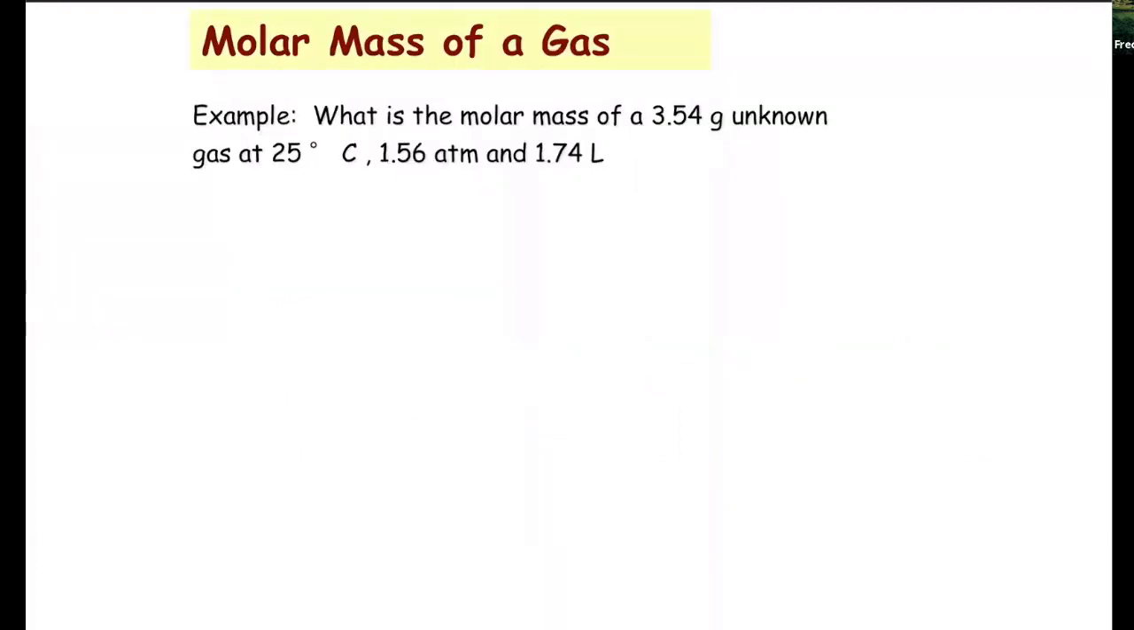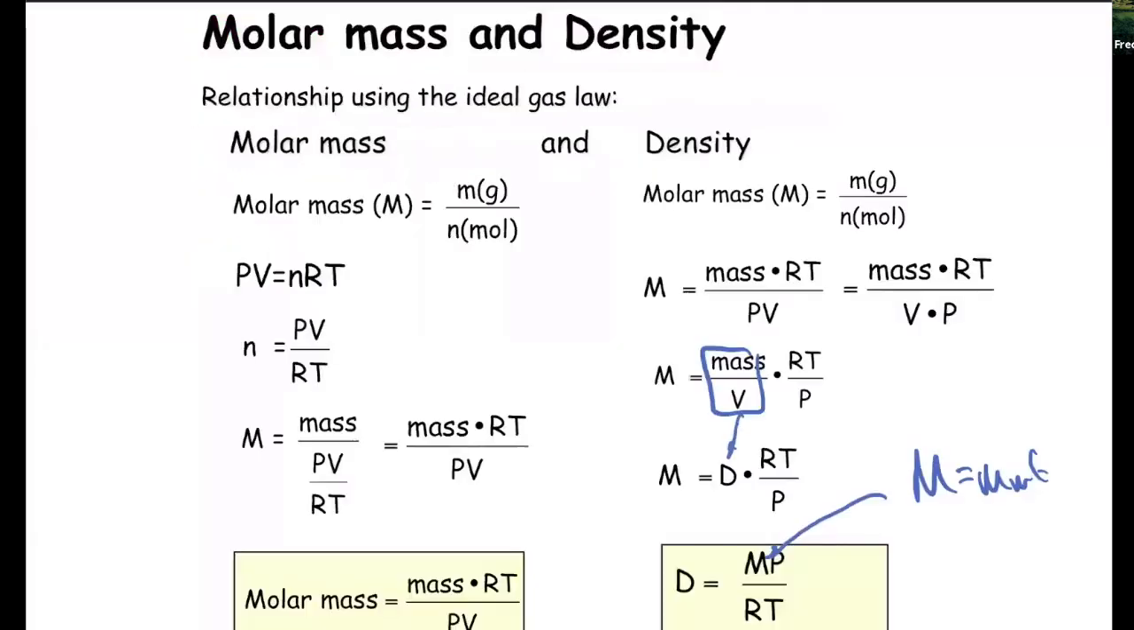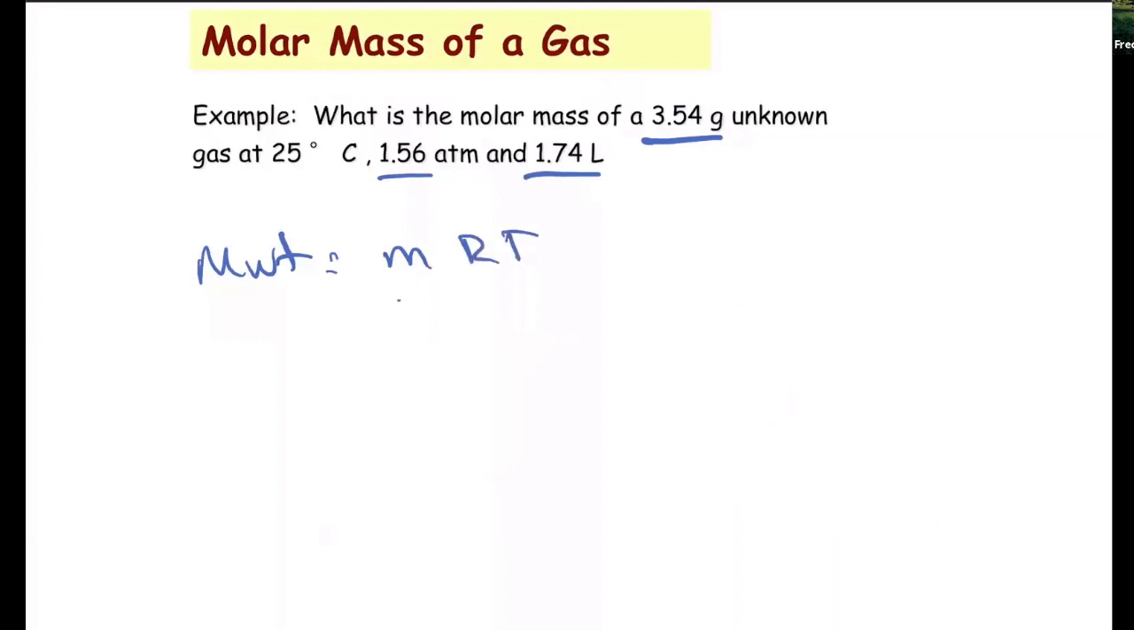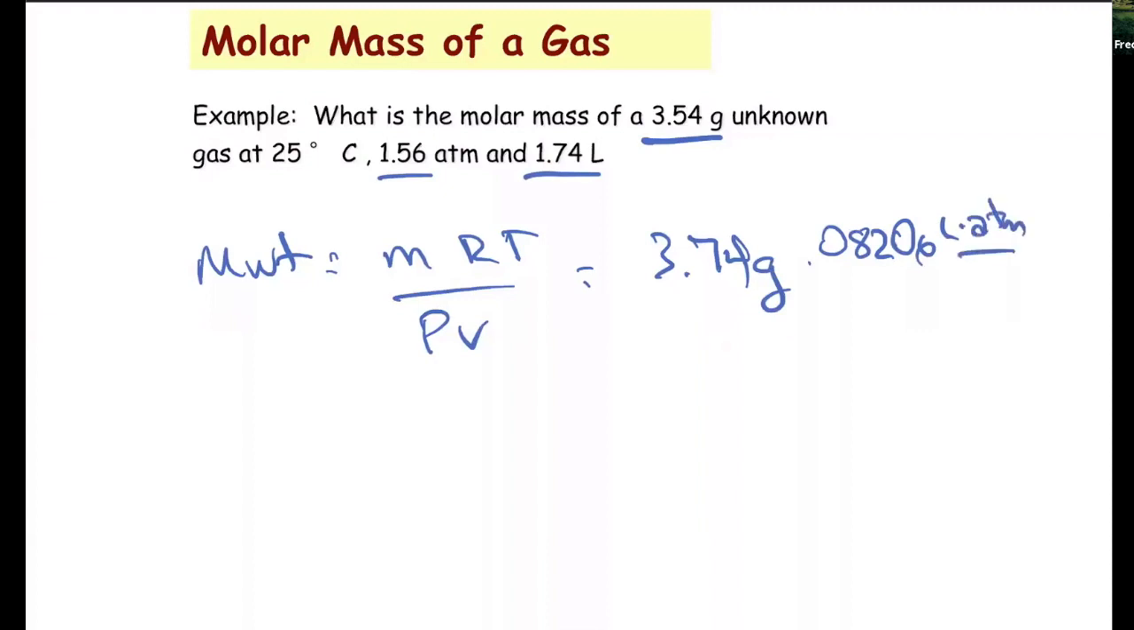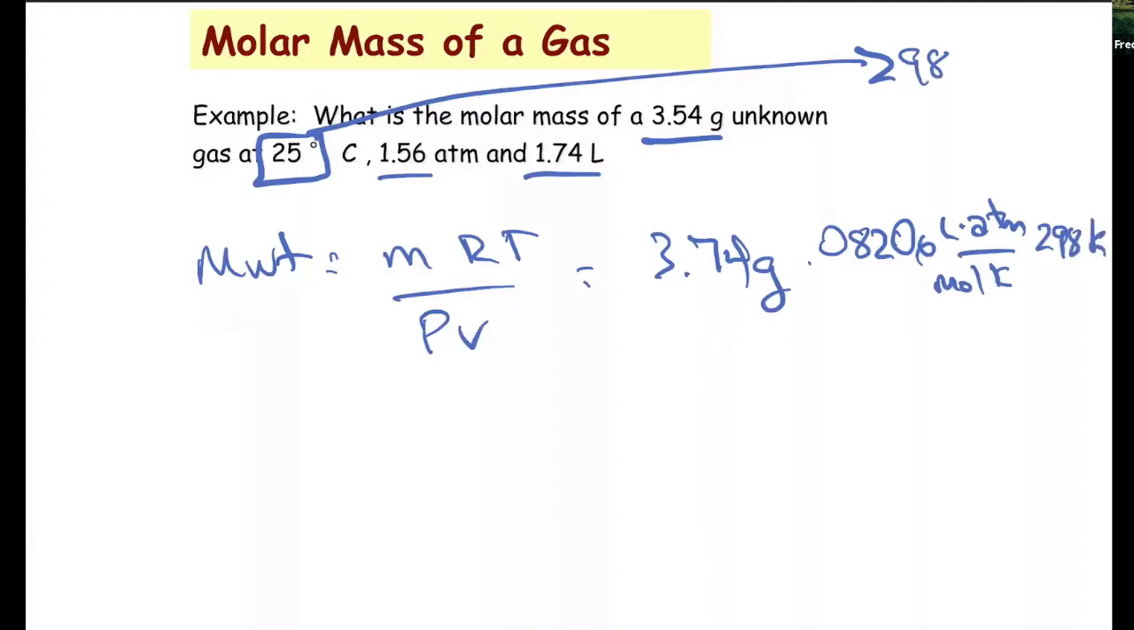Okay? So the molar mass of a gas, what is the molar mass of 3.54 grams of gas, 1.56 atmosphere, 1.74 liters? So remember that the molecular weight, the molar mass, is equal to mass RT over PV. We can say the mass is 3.54 grams. R is 0.08206 liters atmosphere per mole Kelvin. I'm carrying the units of R so you can see how they cancel. T is 25 degrees, which is 298 Kelvin. All over pressure, which is 1.56 atmosphere.